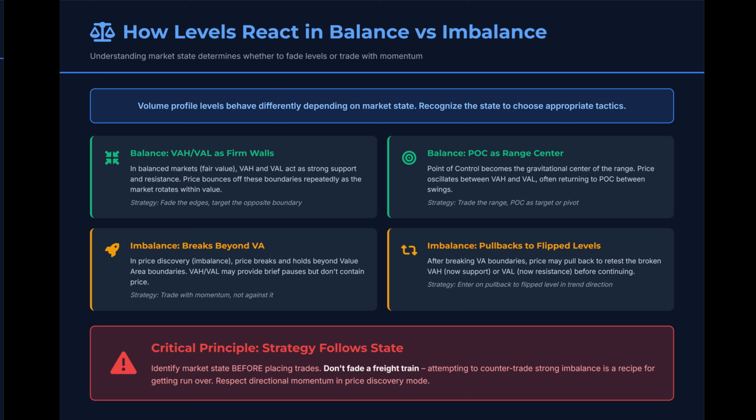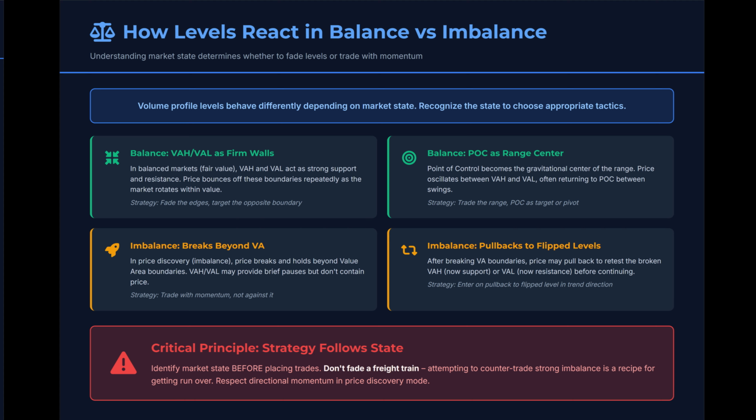Now let's shift to how levels behave in imbalance, when the market is in price discovery or trending mode. During imbalance, price breaks beyond the value area boundaries and holds. This is the defining characteristic. The old VAH doesn't act as firm resistance. It gets broken decisively, and price doesn't reverse back into the old range. Similarly, the old VAL doesn't act as firm support. It gets broken, and price continues lower without bouncing back.